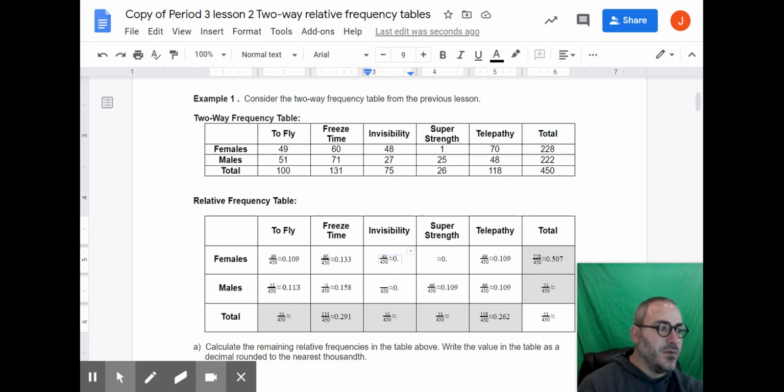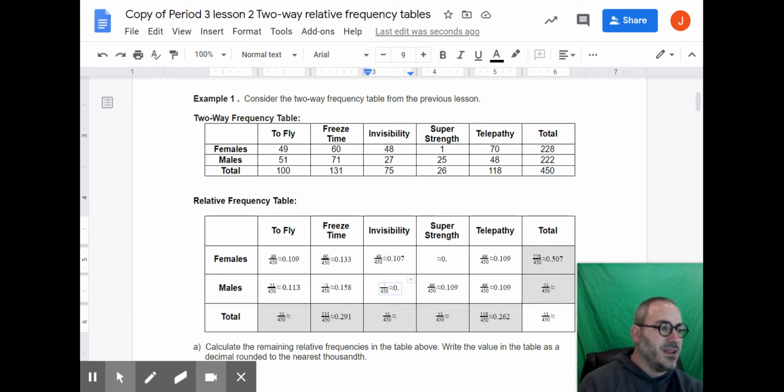Okay, so 0.106. And in the 10,000th place, there's a 6, which means my 6 rounds up to a 7. Actually, that's what that little squiggly equal sign means. That means approximately. It indicates that we have rounded, and that way you know the answer is not exact. It's an approximation.